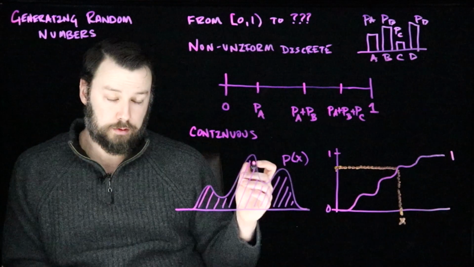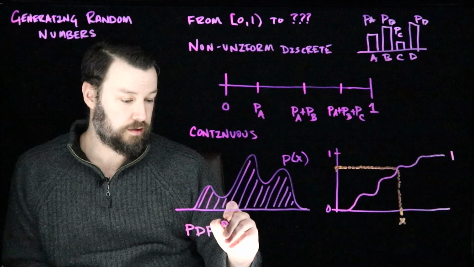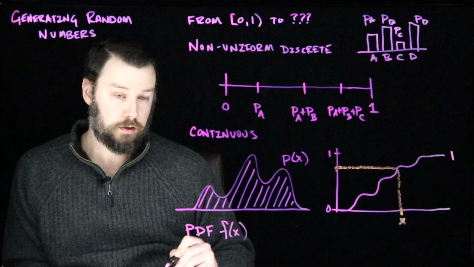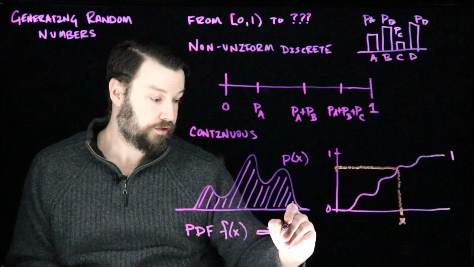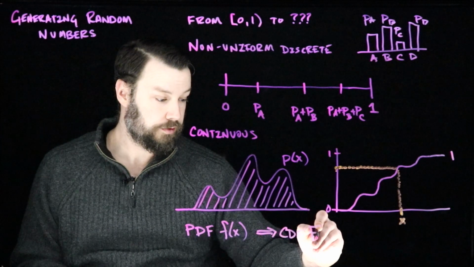Putting that in a little bit more notation, this is saying that we start with a PDF. Let's imagine that this is f of x, and this gives us a CDF, and I'm going to use a capital F to describe the CDF.